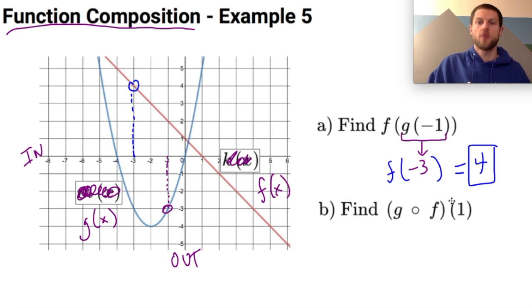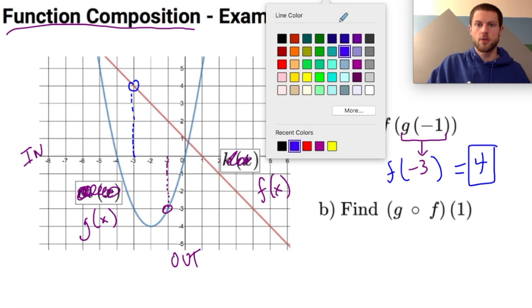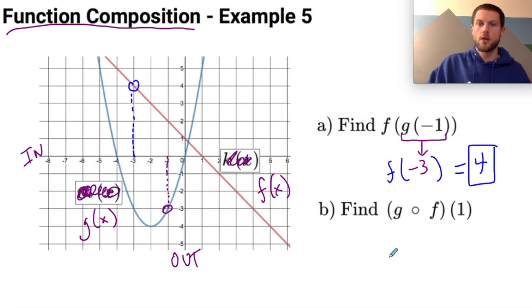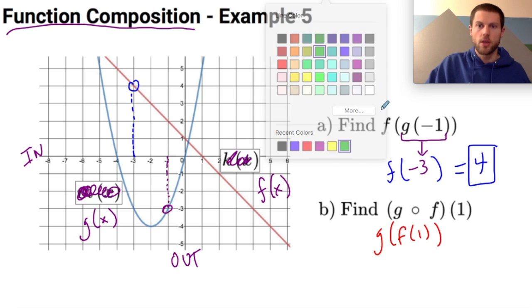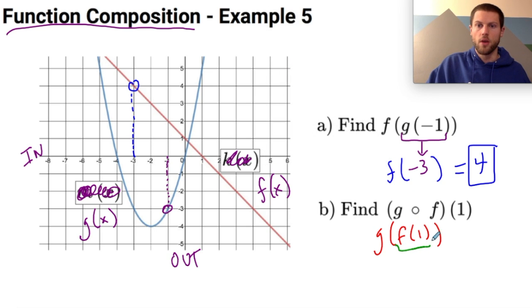Let's talk about what g of f of 1 is. The first thing I'm going to do is rewrite this using a different notation, g of f of 1. And let's do what we did before. This time let's go with green, and let's find what f of 1 is. For f of 1, I'm going to look at the function f of x. I'm going to go to where the input is equal to 1, and look for my function. The output, or the y value, is equal to 0.